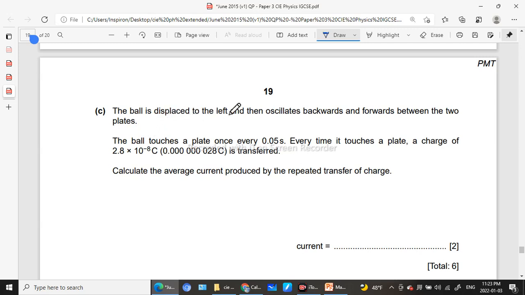C. The ball is displaced to the left and then oscillates backwards and forwards between the two plates. The ball touches the plate once every 0.05 seconds. Every time it touches a plate, a charge of 2.8 times 10 to negative 8 coulomb is transferred. Calculate the average current produced by the repeated transfer of charge.